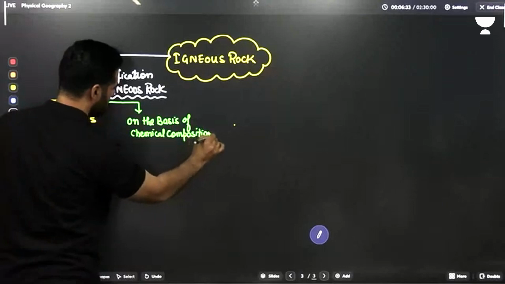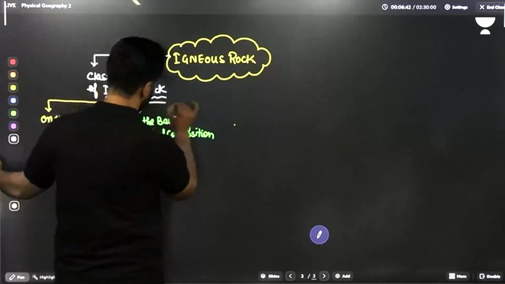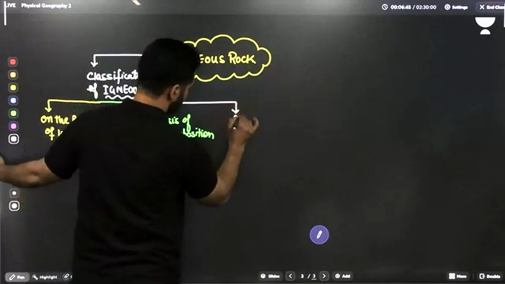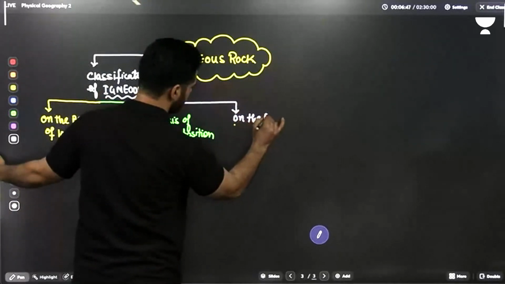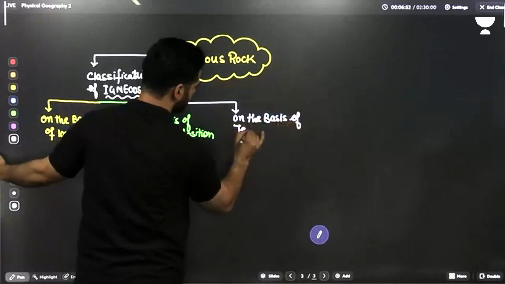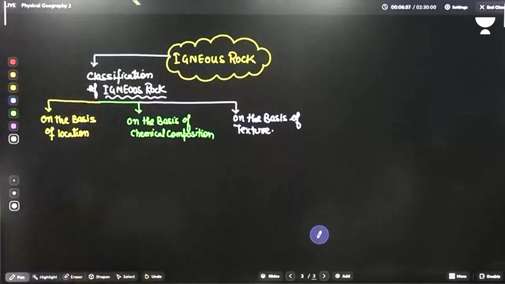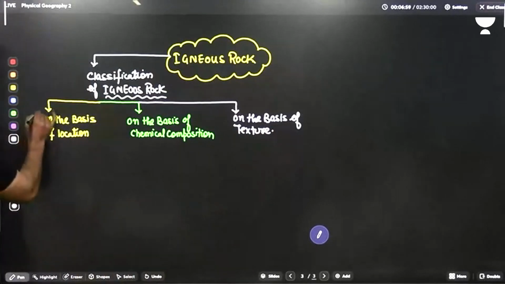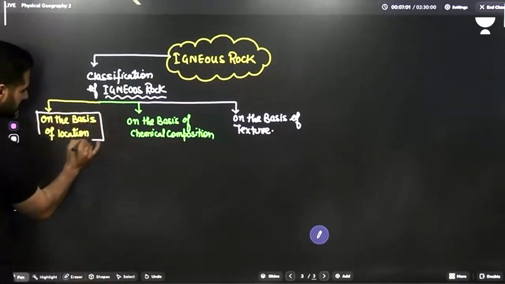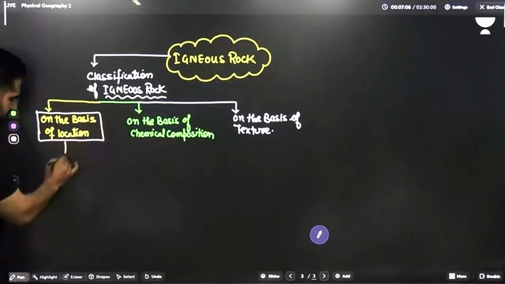अब एक चीज और देखिए, on the basis of location, on the basis of chemical composition. Generally we study these two only, but I will add one more, on the basis of texture. ठीक है, one by one we will pick them. चलिए पहला स्टार्ट करते हैं on the basis of location. अब ध्यान से सुनना. On the basis of location we have two types.